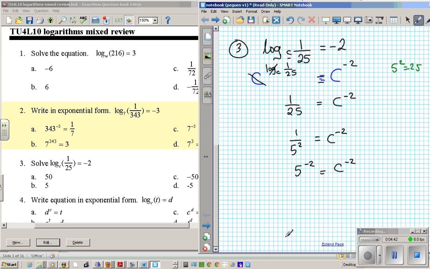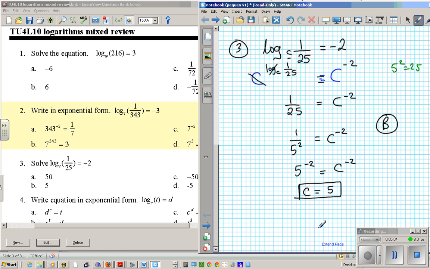So what does that tell me? That tells me that C is equal to 5. If we just look at the powers, we can see that C is equal to 5. Alright? So there goes your answer. So for number 3, our answer is B.